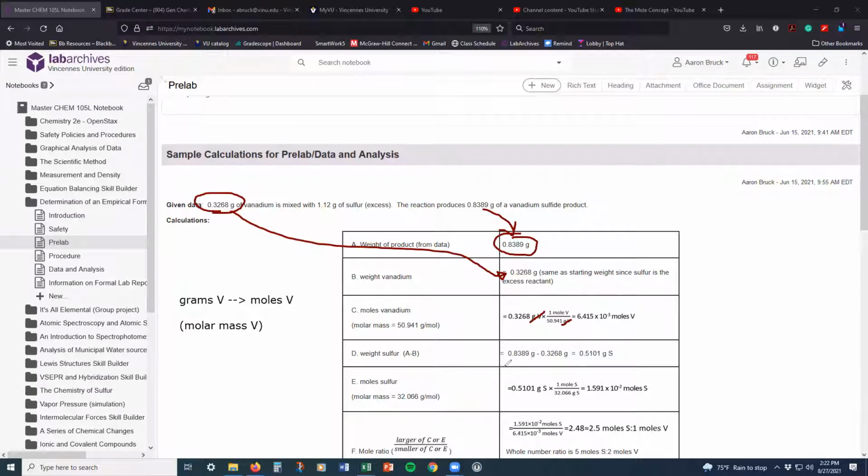Now, if we follow the logic here for letter D, our product contained vanadium and sulfur, a vanadium sulfide product. We know the mass of the vanadium because the law of conservation of matter tells us that matter can't be created or destroyed. So all of the vanadium that started the reaction has to be there at the end of the reaction. And so if we do the subtraction here, the difference between letter A and letter B is how much sulfur actually reacted. And so this is where we get our 0.5101 grams of sulfur.